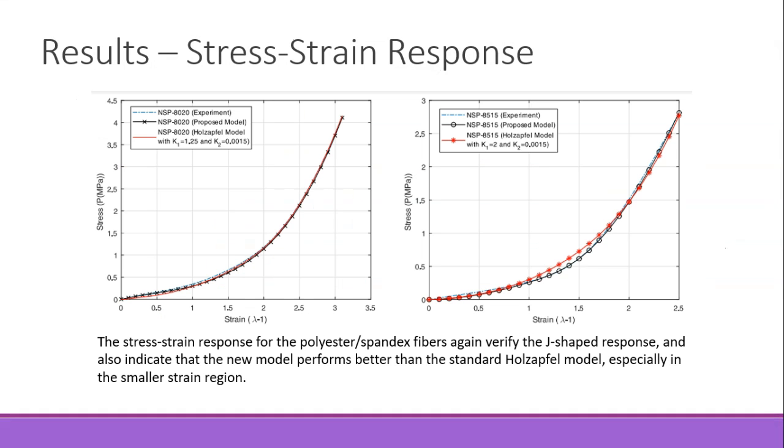Again, for the polyester spandex fibers, the J-shaped response was confirmed, and it was also seen that the proposed model was more accurate than the Holzapfel model when compared to experimental data.